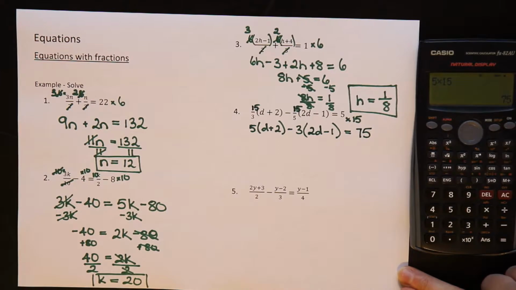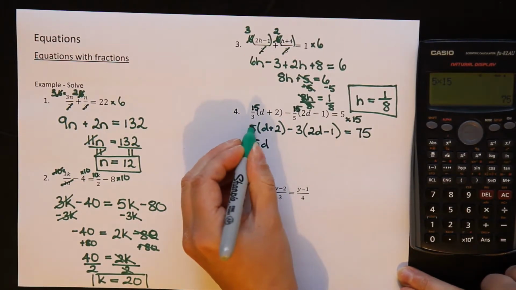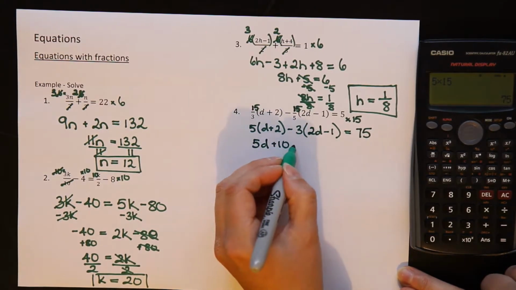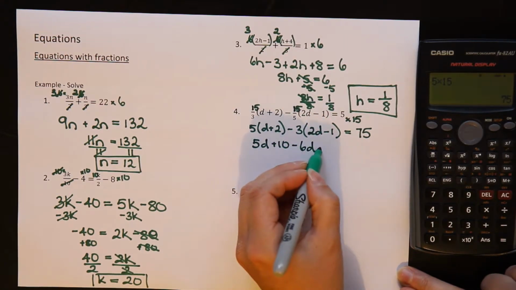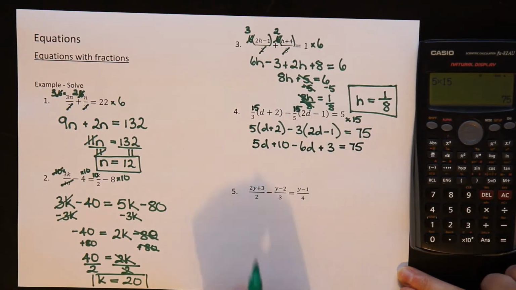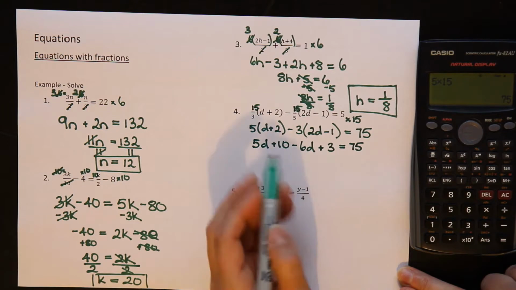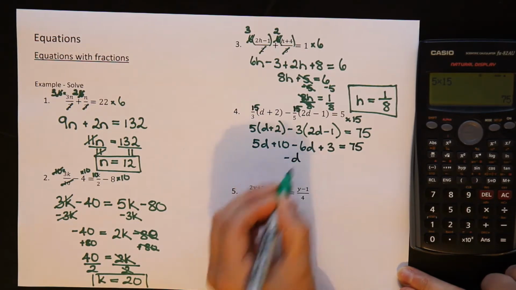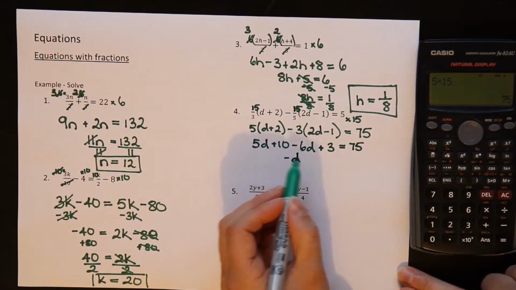Okay, let's expand out the brackets. 5 times d is 5d. 5 times 2 is 10. Minus 3 times 2d is minus 6d. And minus 3 times minus 1 makes a positive 3 is equal to 75. We have some like terms to collect. 5d minus 6d is minus 1d, or I can write minus d. And 10 plus 3 is 13.